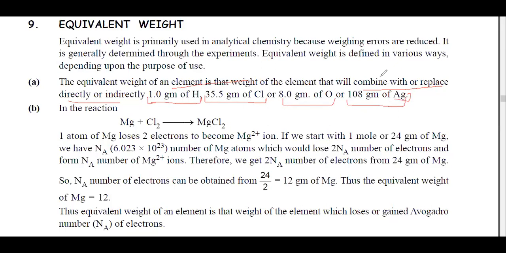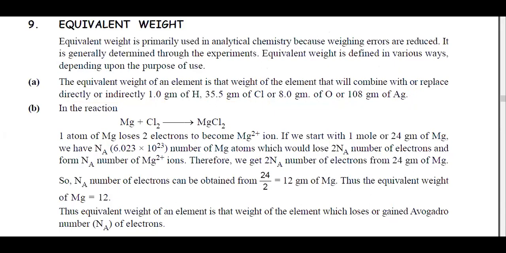For example, when you discuss atomic mass, it was 1 by 12 the mass of carbon. That was also a reference, right? In the same way here, it is the reference: the amount of any element that will react with 1 gram of hydrogen or 35.5 gram of chlorine or 8 gram of oxygen. Got it, right?